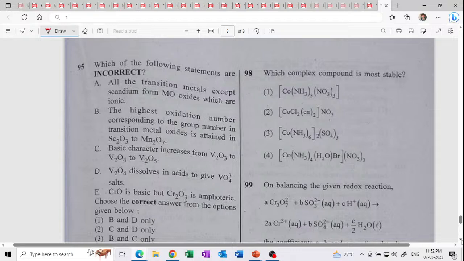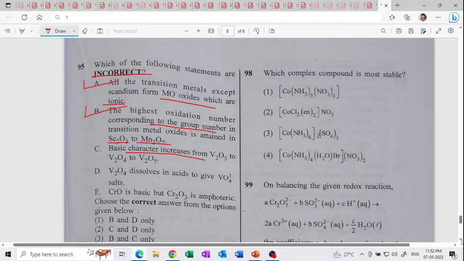Oxidation state. Okay, after that, which of the following statements is incorrect? Which statement is incorrect? All the transition metals except scandium form MO oxides which are ionic. Yes, this is correct. The highest oxidation state corresponding to the group number is shown by transition metal Mn2O7. Yes, scandium, yes, this is also correct. Good.